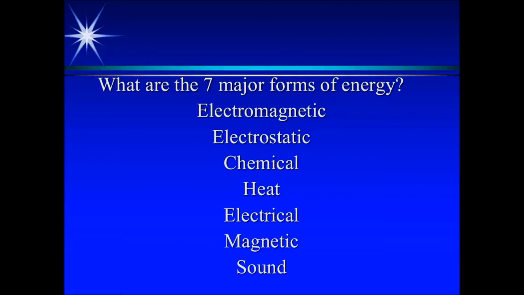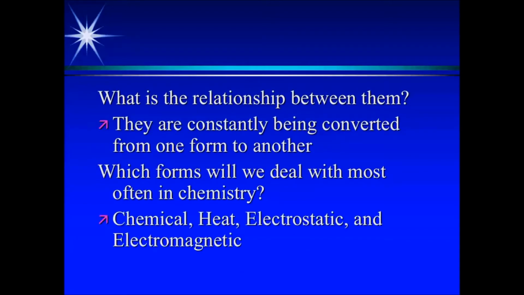From mechanical to electrical. And somehow your brain interprets that as words, as information. Amazing, but true. So, there are 4 types that we will focus in on: chemical, heat, electrostatic, and electromagnetic.